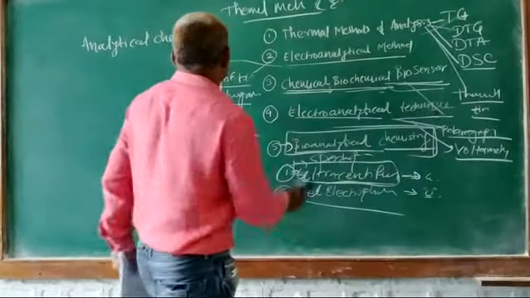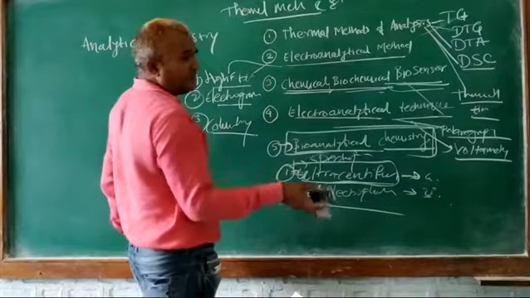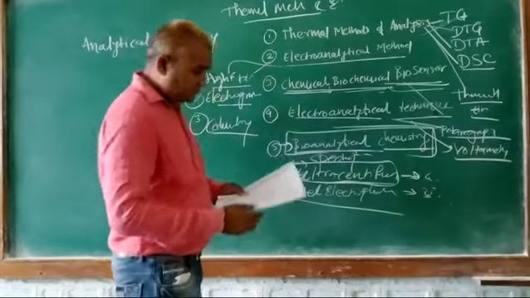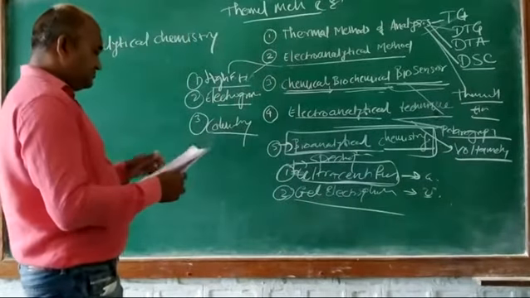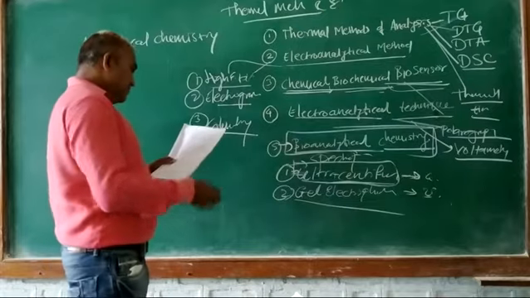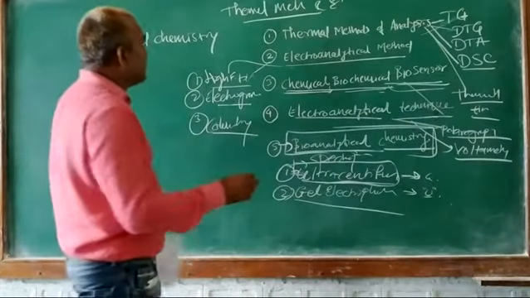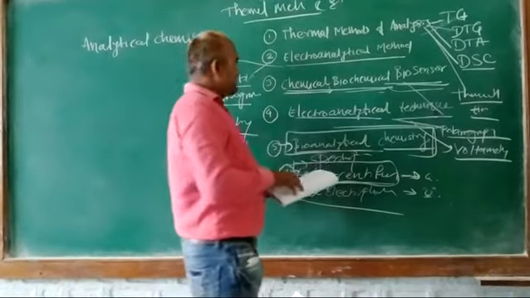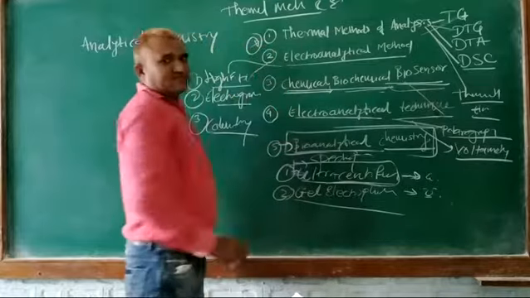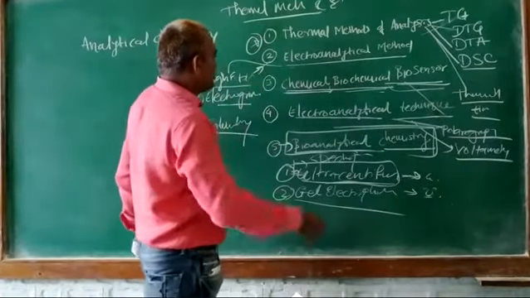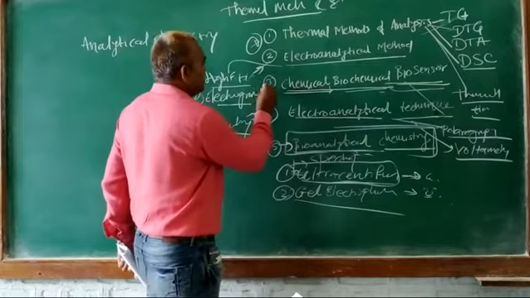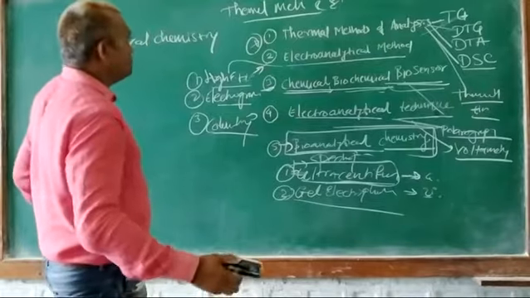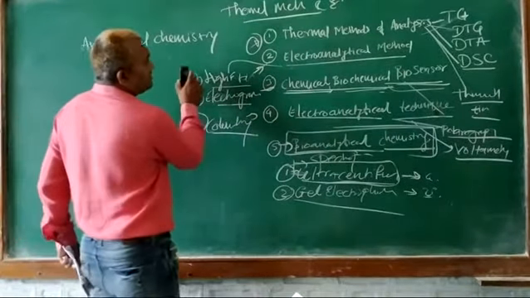We will see the first chapter, the introduction to thermal methods of analytical chemistry. As the name suggests, this is the analytical paper on thermal and electroanalytical methods. The first unit is thermal methods, the second is electroanalytical, and the fourth is electroanalytical. The third is also based on electroanalytical. So we will see the first unit, thermal methods of analysis.